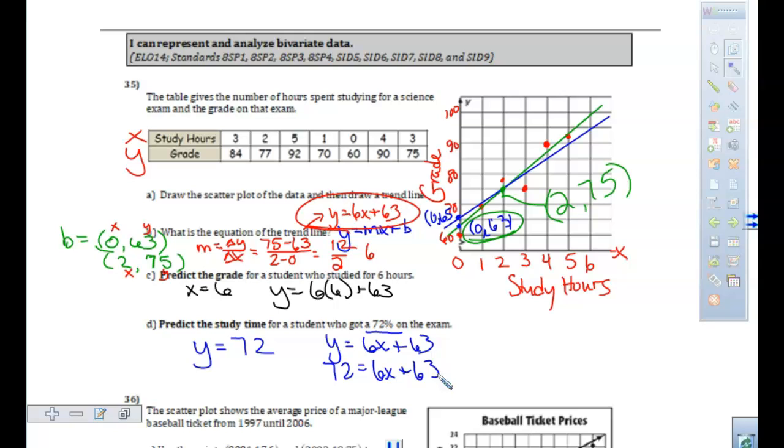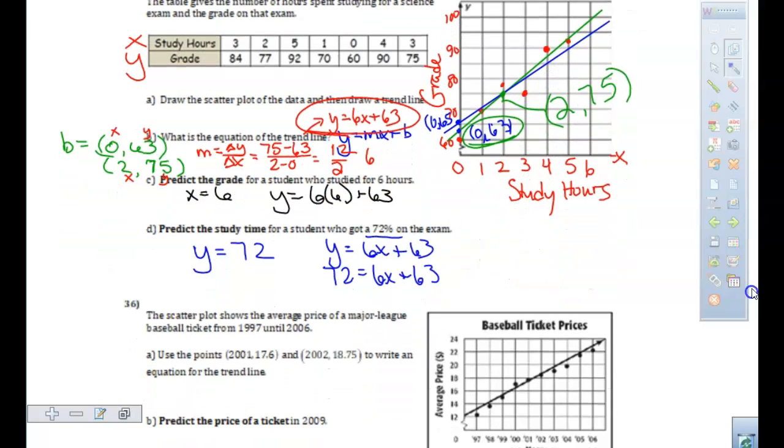Could you predict it by looking here at 72? If I was looking at 72, we might go, oh, they studied about 1 point something hours, right? You could have predicted that. That was interpolation, remember, versus extrapolation when we did that, okay?